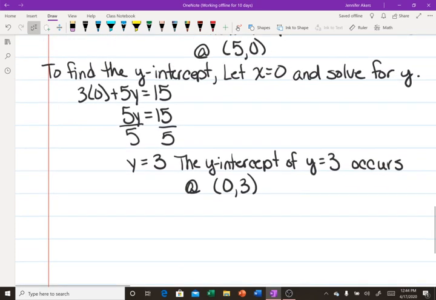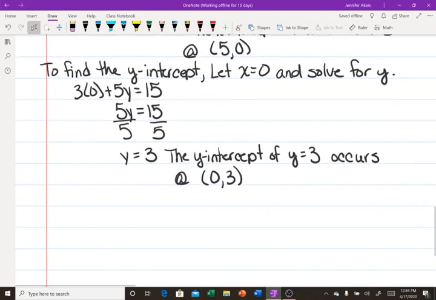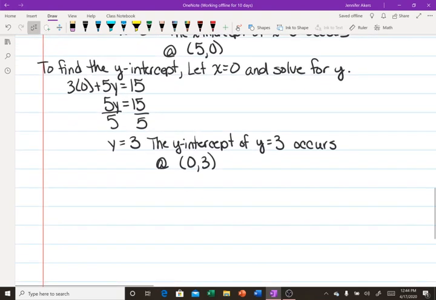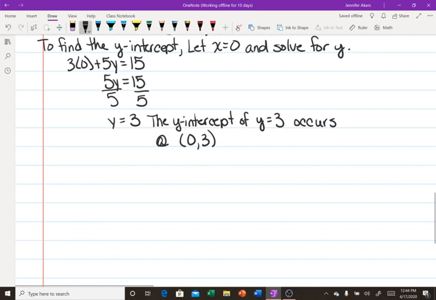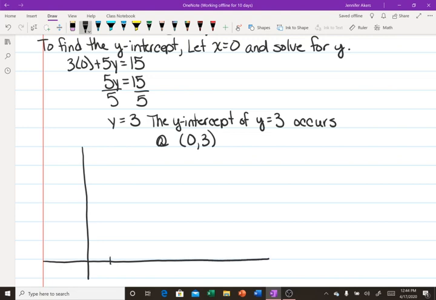Alright, let's look at graphing this. We need to graph the points (5, 0) and (0, 3). So I'm going to draw a coordinate plane. 1, 2, 3, 4, 5, 6, 7, 8 on my x-axis. 1, 2, 3, 4, 5 on my y-axis.